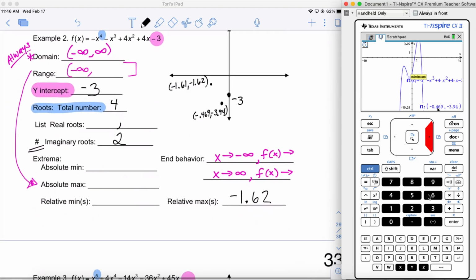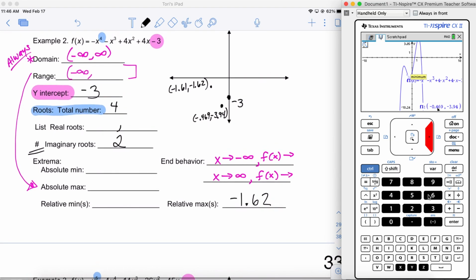He is the relative minimum because there is no minimum, right? It's going absolutely down forever. So he's only the relative minimum, negative 3.94. We know there is no absolute minimum because both of my lines or both of my arrows are facing down forever. Okay. All right, let's keep clicking.